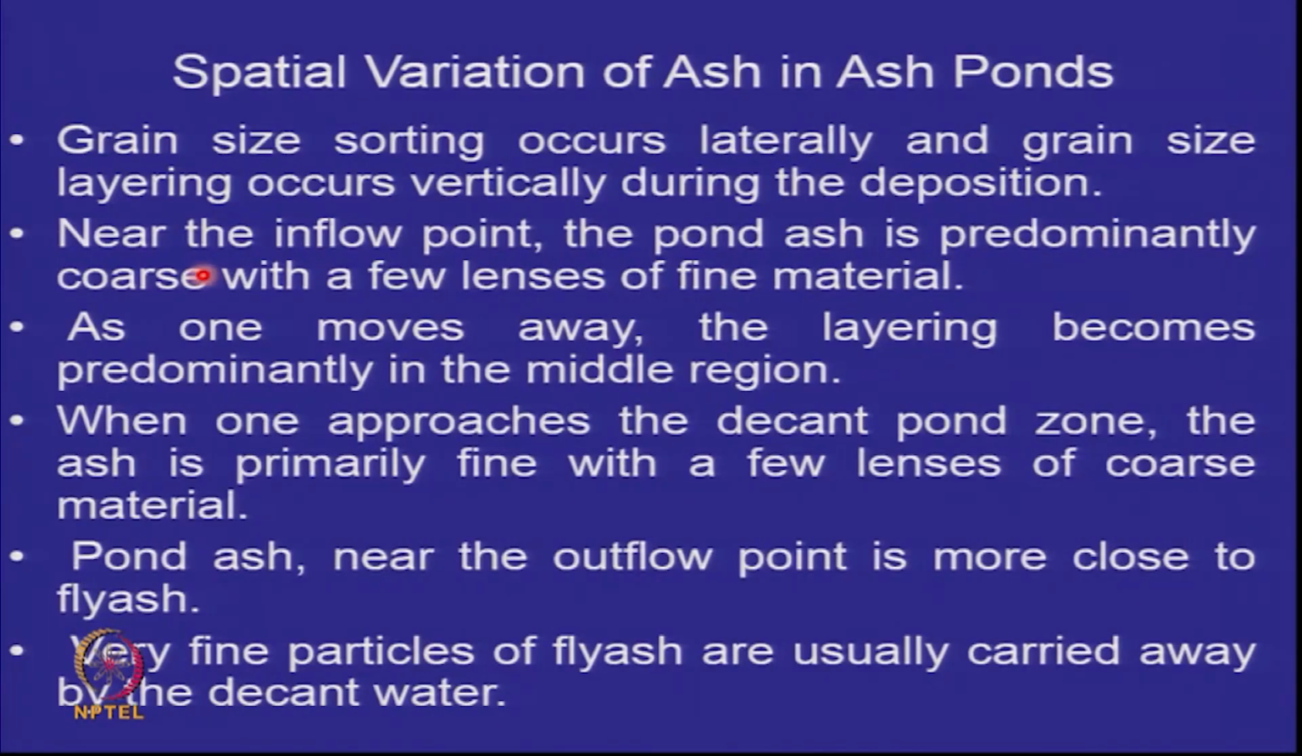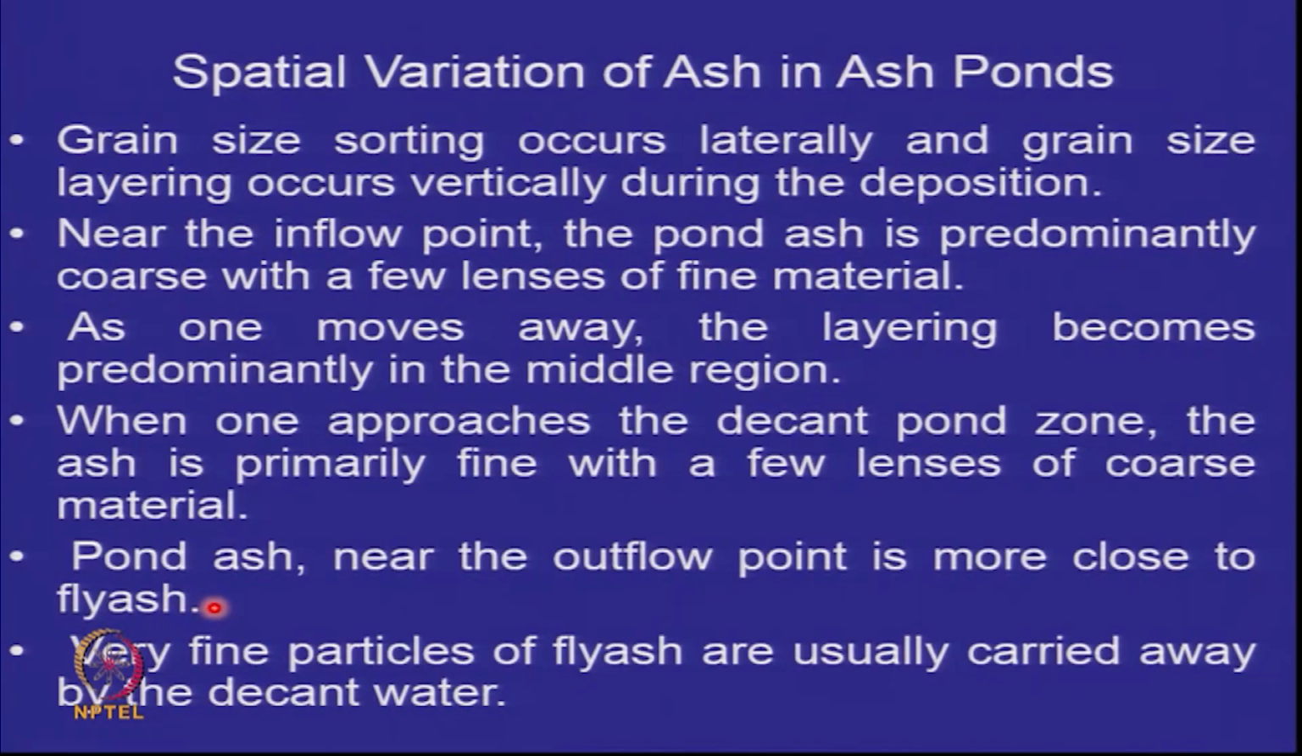I've already said this. Near the inflow point, pond ash is predominantly coarse with a few lenses of fine material. As one moves away, layering becomes predominant in the middle region. When one approaches the decant pond zone, the ash is primarily fine with a few lenses of coarse material. So pond ash near the outflow point is closer to fly ash.